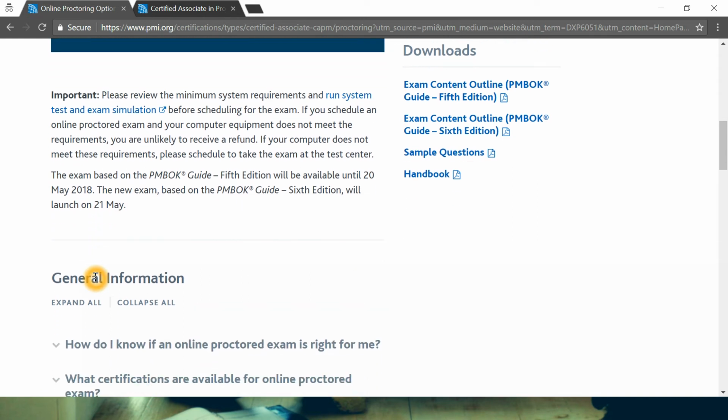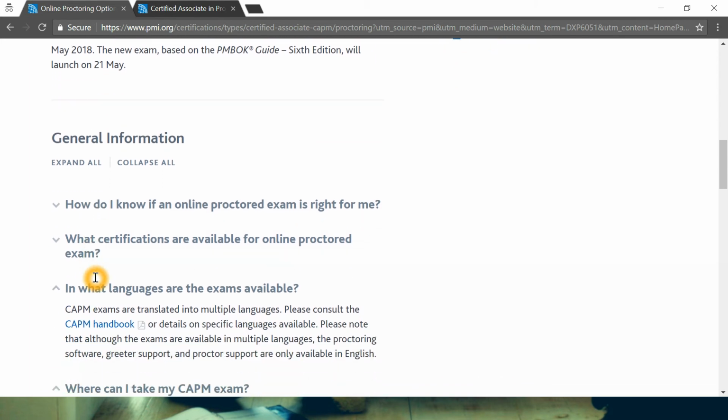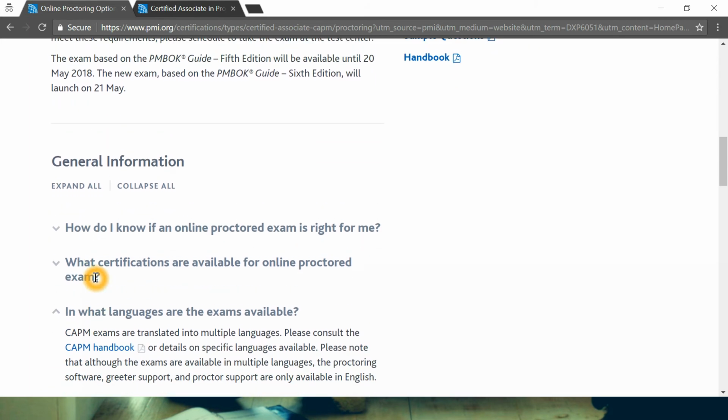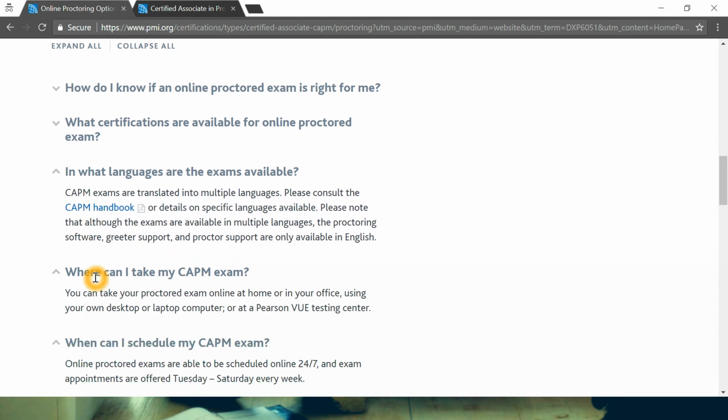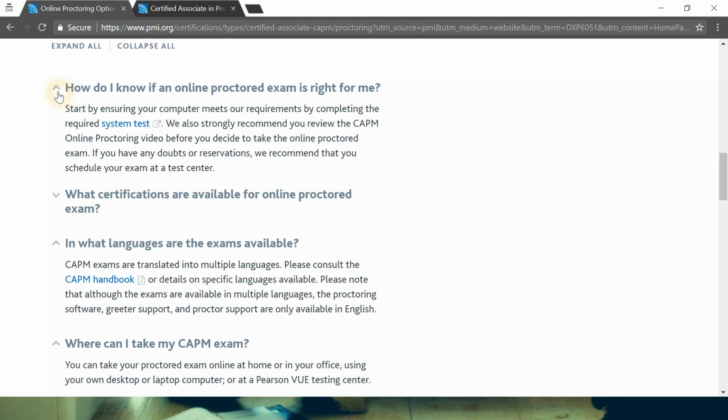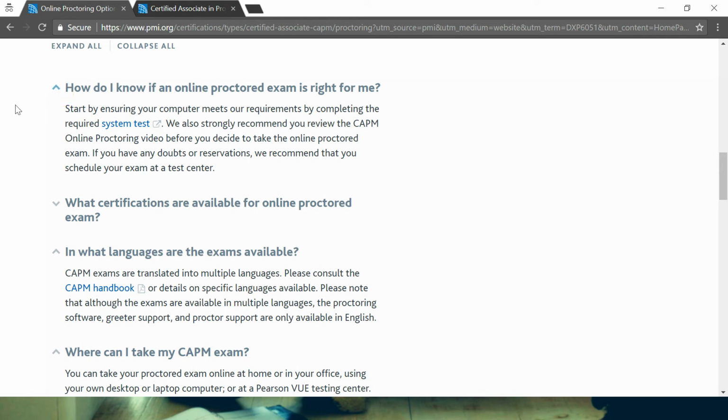Now, they've given certain questions here, which I have actually kept open so that I don't miss out on them. So these are basically FAQs. We'll quickly look into some of them. These are actually very important if you are planning to take the exam from your home. So how do I know if an online proctored exam is right for me? Start by ensuring your computer meets our requirements by completing the required system test. So this is a link which you need to go over and make sure your computer is good enough and eligible to take the exam from home.